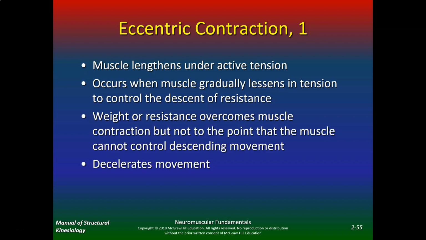Okay, so weight or resistance overcomes muscle contraction, but not to the point that the muscle cannot control the descending movement. So it's very important to train eccentric contraction, eccentric control, when it comes to injury prevention. It's one thing to be able to contract, but actually it's more effort and more neuromuscular control to decelerate and slow down the motion. So think about running uphill or running downhill. Running downhill is actually more difficult because you have to decelerate that motion and use eccentric control.